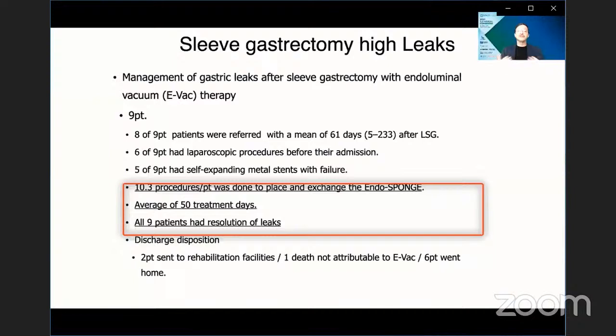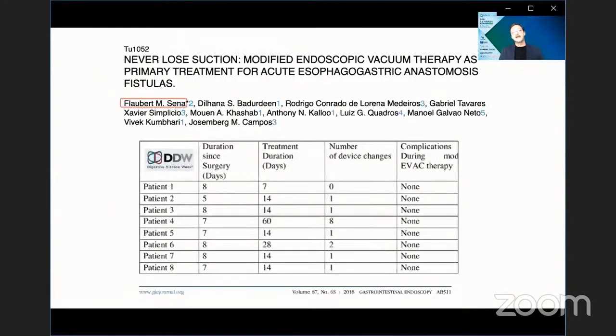And it will depend on the structure of your hospital. If keeping patients in the hospital is not a big challenge, it is okay to do that, although taking into consideration that the patient has to stay in the hospital because they have the tube attached to the vacuum.